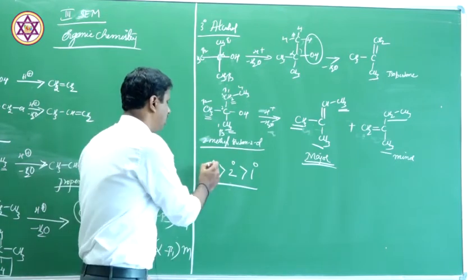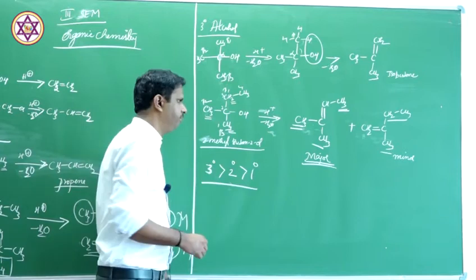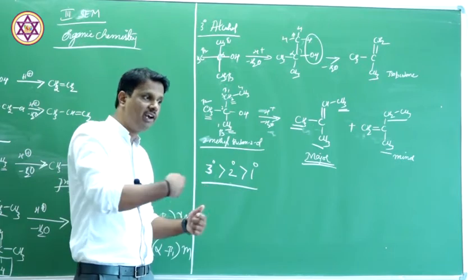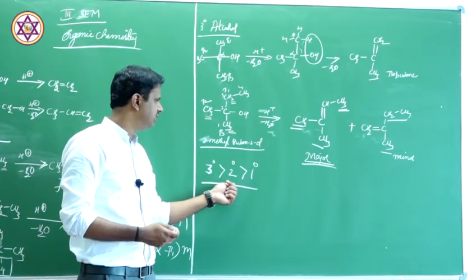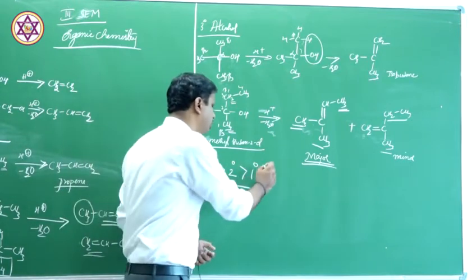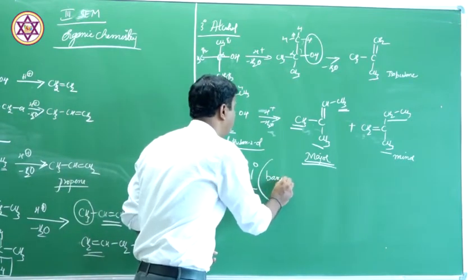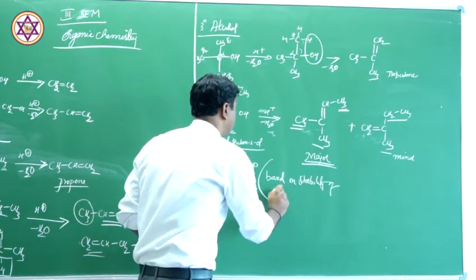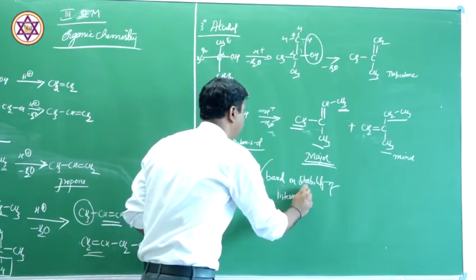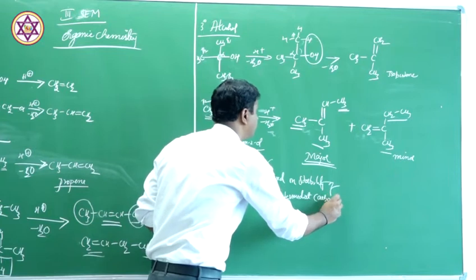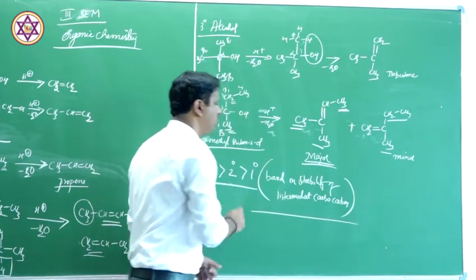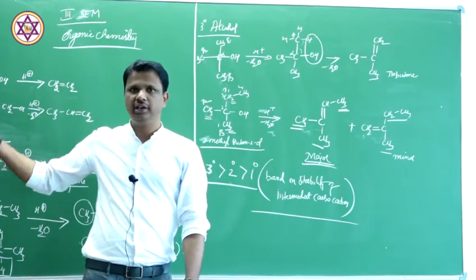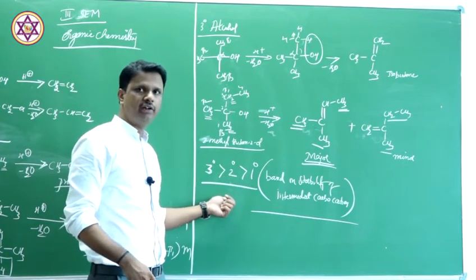So we are not going to study deeper the reason behind this concept, but the order of the rate of dehydration is tertiary greater than secondary greater than primary. For the sake of knowledge, it's just based on the stability of the intermediate carbocation. Intermediate carbocation, that is very important. So that is about dehydration of alcohols, primary, secondary and tertiary, and the reason for the rate.